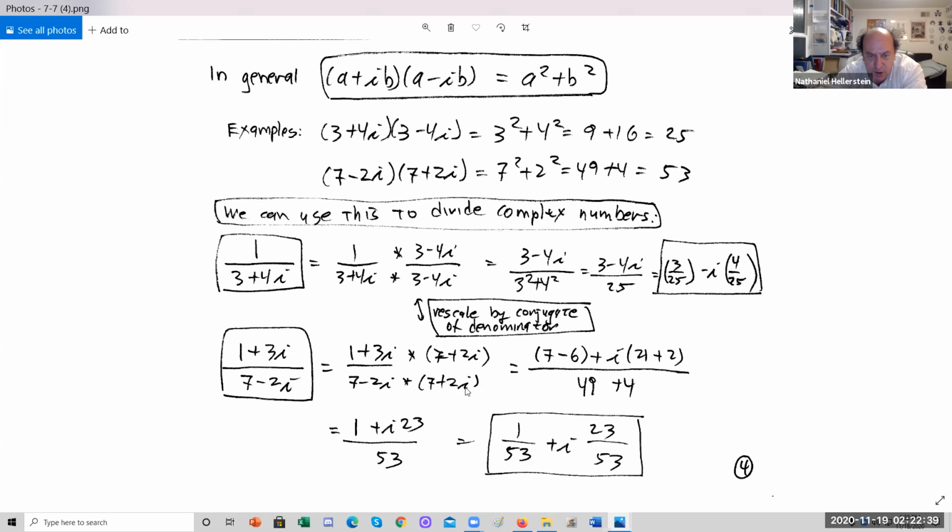Here we have 7 minus 2i times 7 plus 2i. That's equal to a sum of squares, 7 squared plus 2 squared, that's 49 plus 4. Now a bit of cleanup. 7 minus 6 is 1, 21 plus 2 is 23, 49 plus 4 is 53. Then we'll distribute the 53 underneath these two terms. So 1/53 plus i times 23/53.